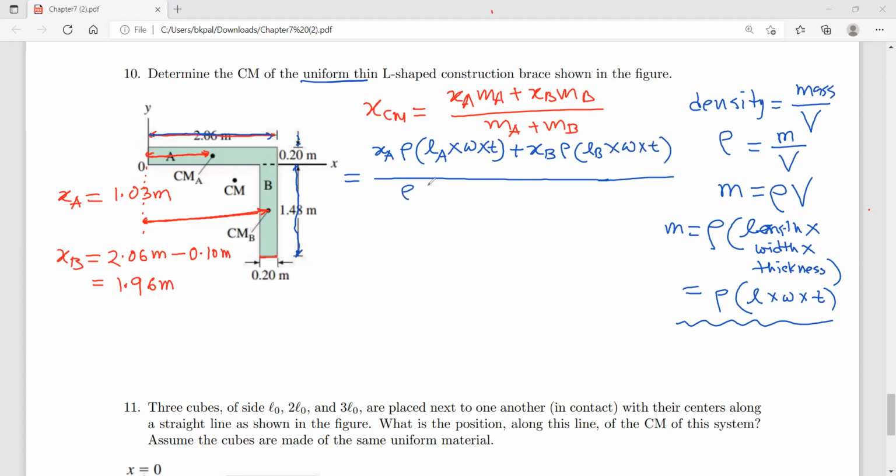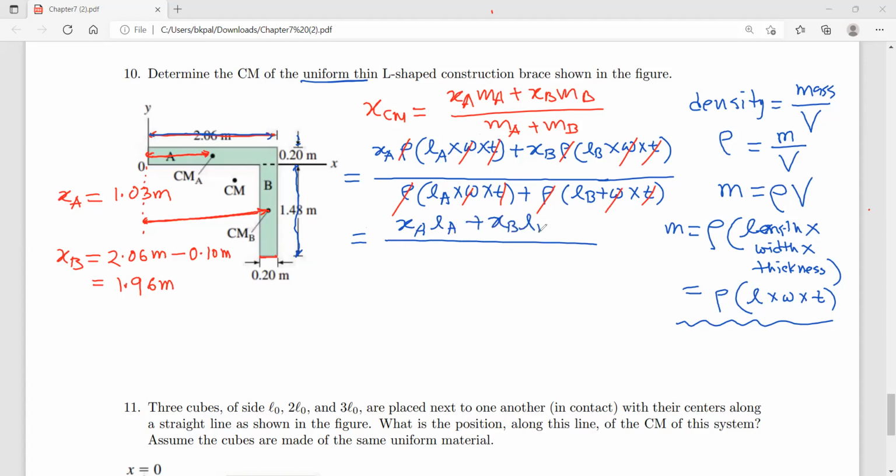Similarly, in the denominator I can write this. Now because all the terms contain rho, W and T, we can cancel all these: rho, W, and thickness. Once we do that, it is very simple: XA times LA plus XB times LB, over LA plus LB.